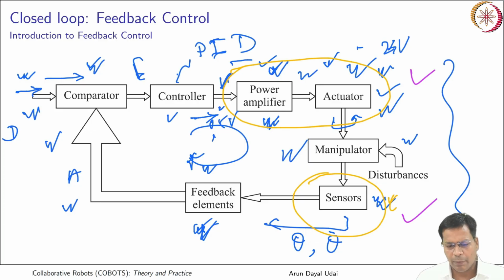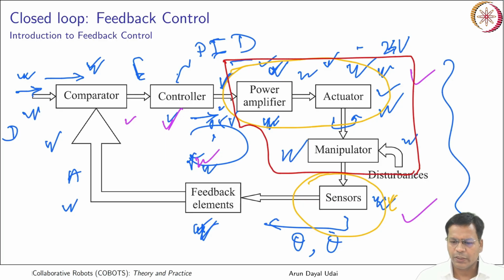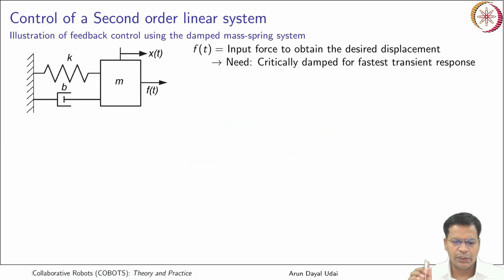So now we'll talk mostly about the controller, feedback systems and comparator, and overall this whole system will be clubbed together as a robot. So this will be one single system known as robot. Okay, so let us continue now. Again starting with a second order linear system, you know your robot controller can also behave in a similar manner. Only the constants may differ, the rest of the things are very much analogous to this. So F(t) is the input force to obtain the desired displacement.